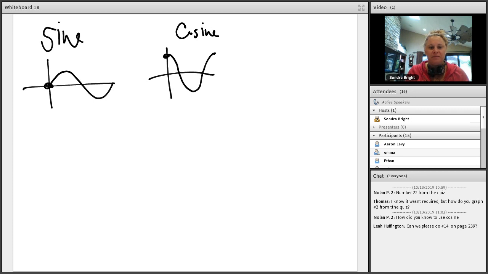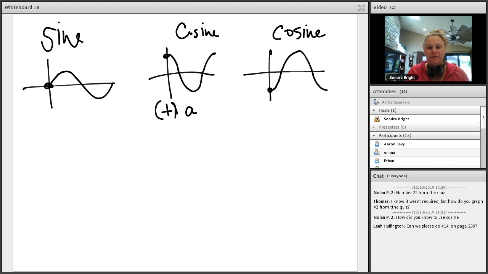That's with a positive a value, a positive cosine. Cosine with a negative a value would start down low, come up to the middle, go up even higher, come back to the middle, and then go back down low. And so since it started down at the bottom, the rider got in at the bottom, then I knew it was a negative cosine.